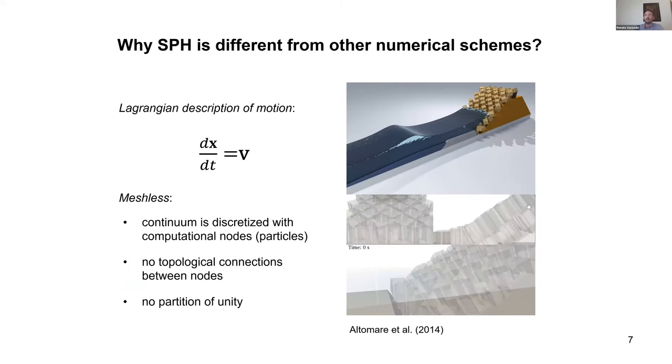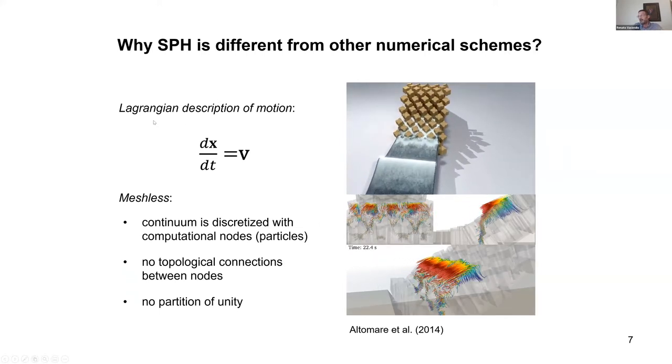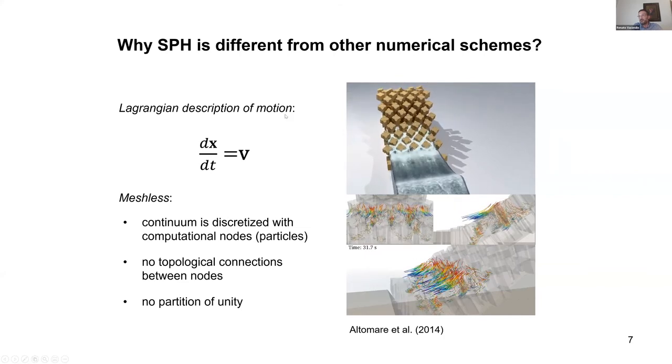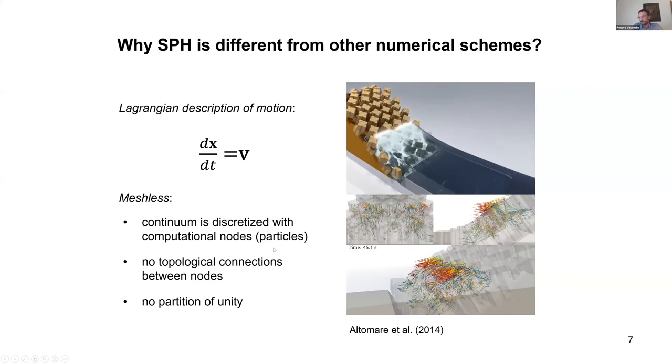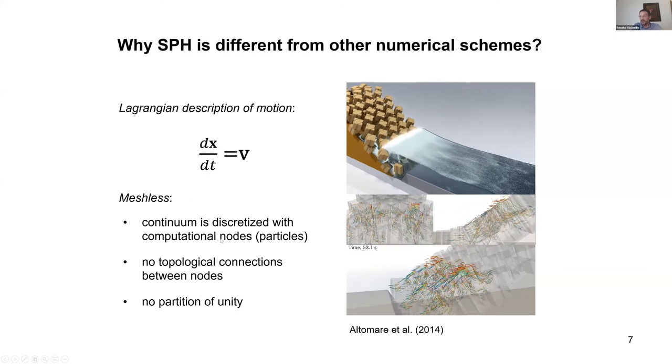Okay, the other property of SPH that makes it quite different from other numerical schemes is the fact that in SPH we adopt a Lagrangian description of motion, meaning that the computational nodes or particles are moving with their own velocity. And also the fact that it's meshless. So those points or particles have no topological connection between them. And finally, to make things even more complicated, there is no partition of unity. Or in other words, it means that you don't know where your mass, or the mass associated to a certain computational node or particle, is located in your domain.